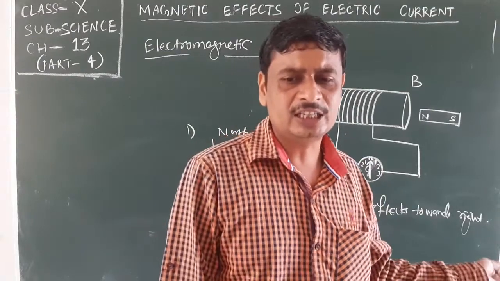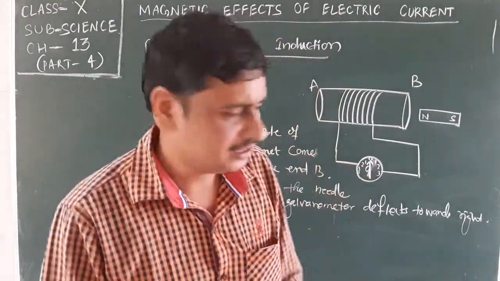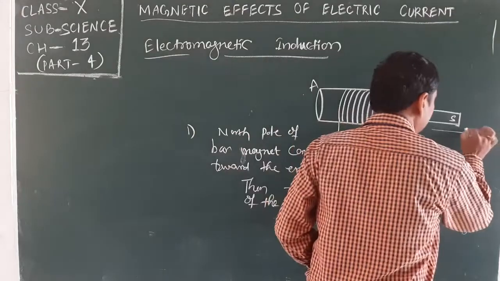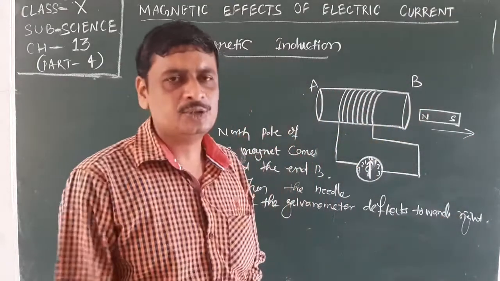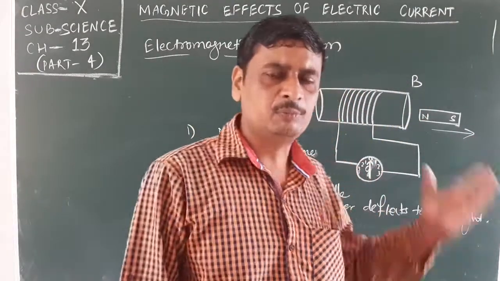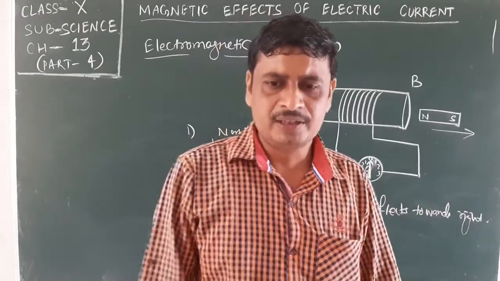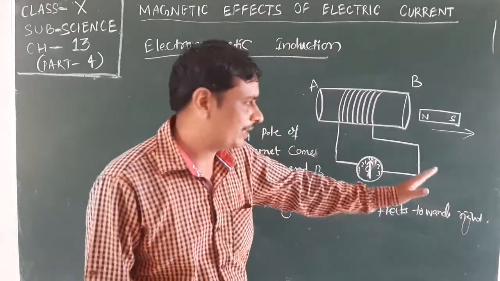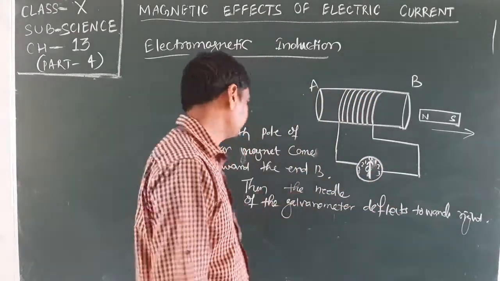Now we draw the north pole of the bar magnet away from the coil. Now the bar magnet is taken away. It is withdrawn, and it moves away from this coil. Now the galvanometer is deflected towards the left side.